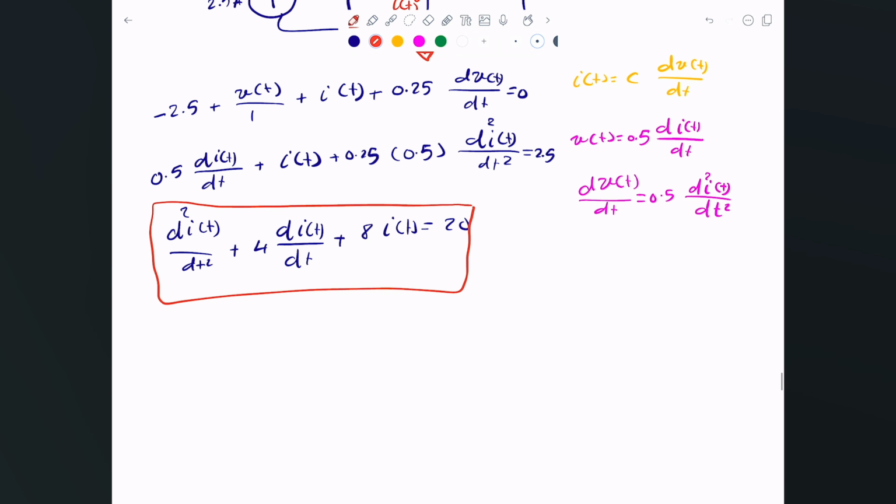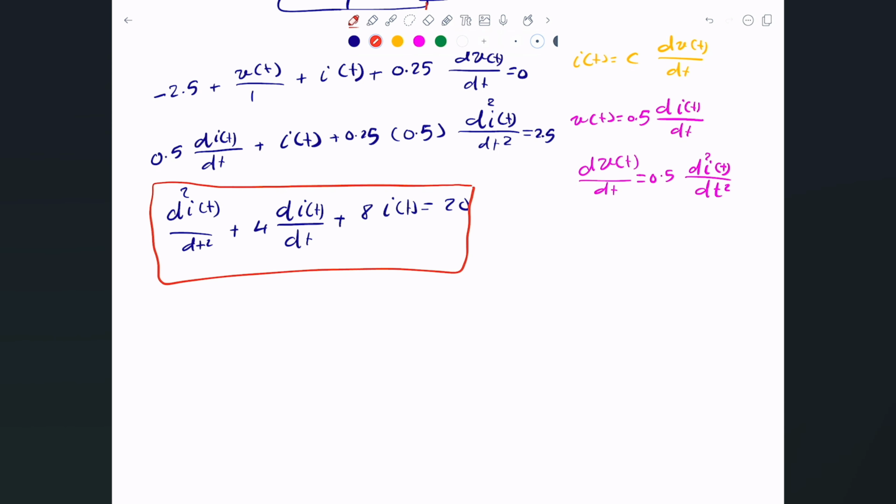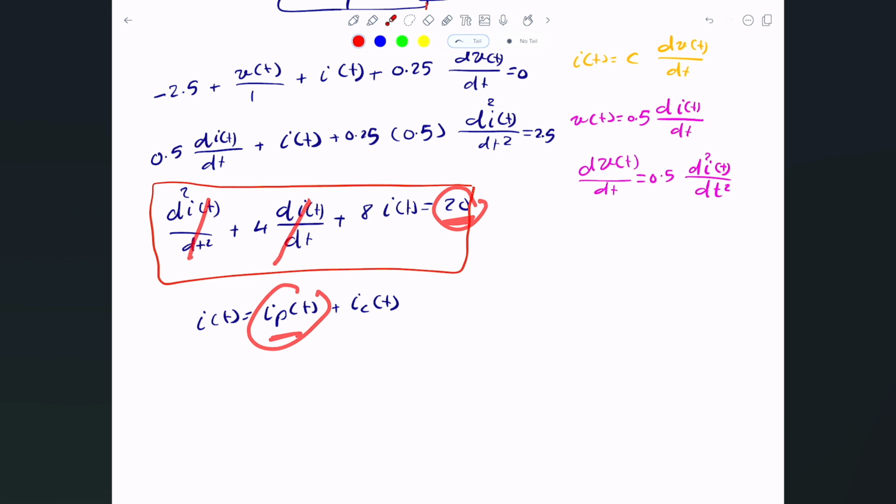Okay, so now we can proceed by solving this equation. Now this here is not equal to 0, so the solution for this particular circuit, I of t, will have two parts: a particular solution and a complementary solution. That's what it will have. So let's try to figure out what the particular solution is. We know the particular solution is based on the forcing function. The forcing function is constant, so that means the particular solution should be constant. So the second derivative and the first derivative will be 0.